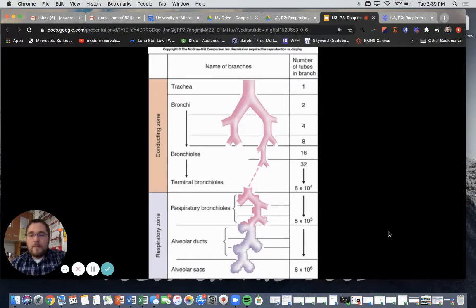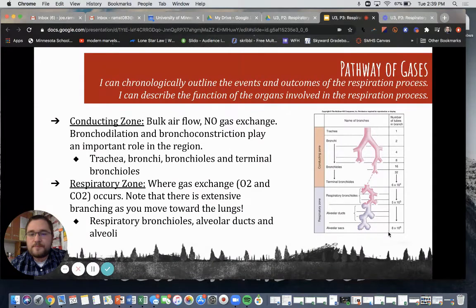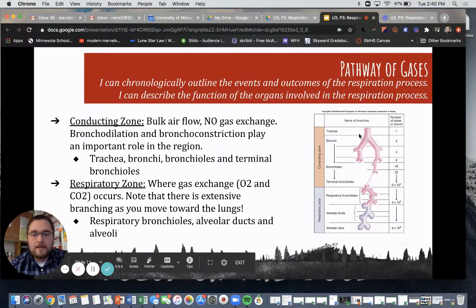Again, if you don't memorize all of this stuff, I just want you to know that gas exchange occurs in the respiratory zone and not the conducting zone, and that bulk airflow happens in the conducting zone. So again, conducting zone: bulk airflow, no gas exchange. Respiratory zone: gas exchange, because we have our alveoli present to help facilitate that.